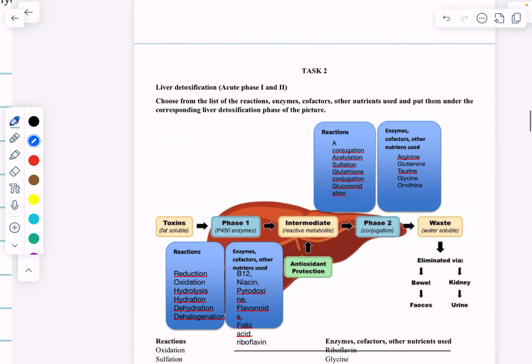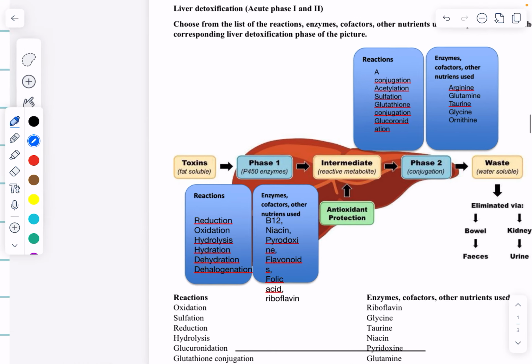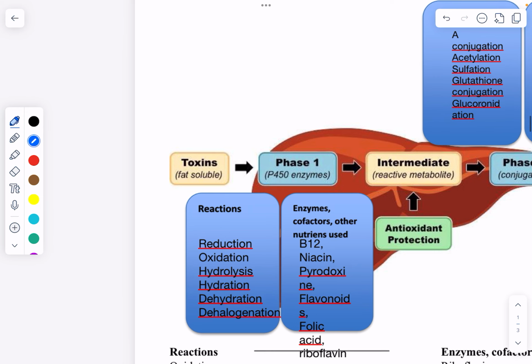And the next task is talking about liver detoxification, phase 1 and phase 2. We should talk about which reaction and enzyme or cofactor are active in each phase. If we have a toxin, this could be paracetamol, or it could also be benzopyrene epoxide, I think it's called. I don't 100% remember, but it could be any type of toxin, any type of xenobiotic.